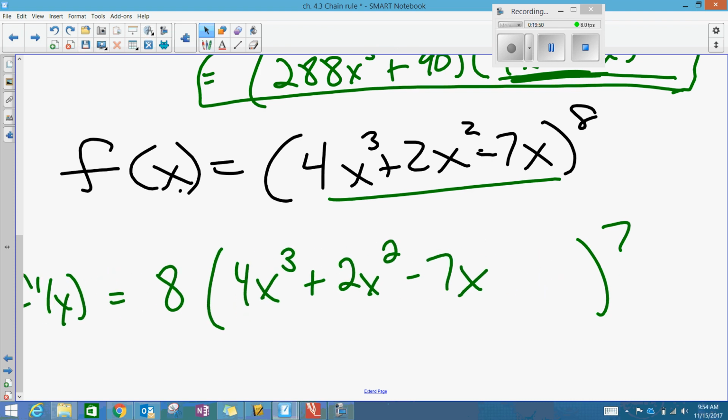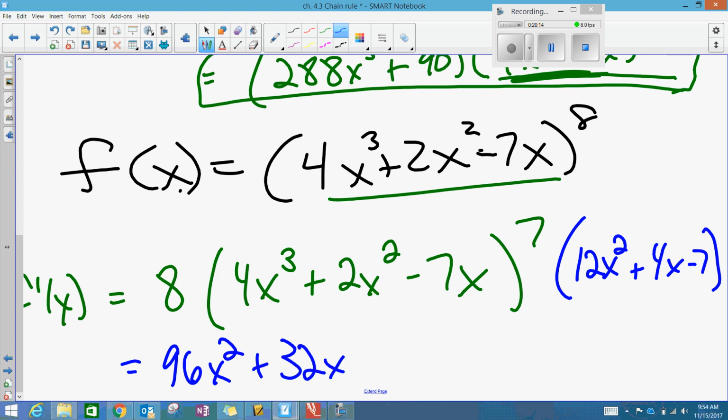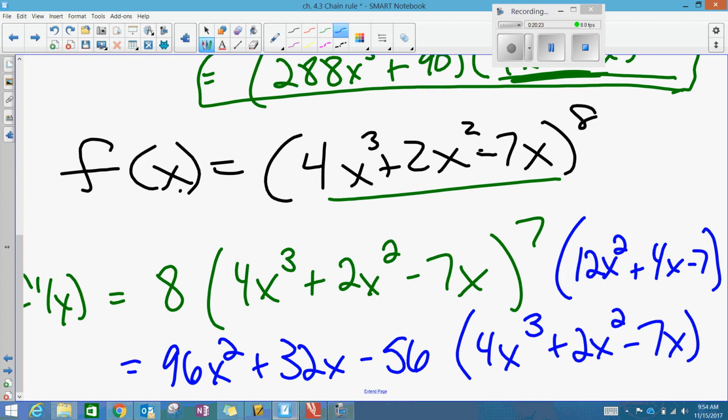Move all that over. So we multiply by 12x squared plus 4x minus 7. And then final answer, we distribute that 8 to 12x squared, which is 96x squared plus 32x minus 56, and then times 4x to the third plus 2x squared minus 7x to the 7. So again, final answer. Okay, so I think that's all the notes.